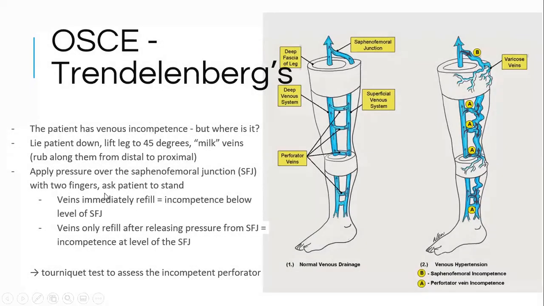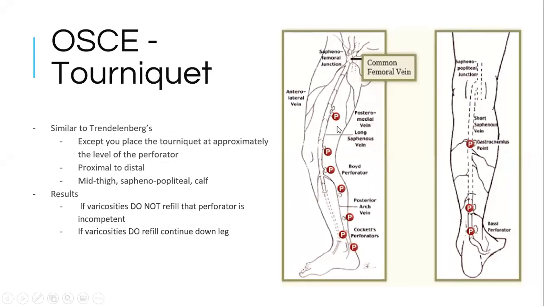You find that the veins are immediately refilling, so the incompetence is below that level. You then do it again, move the tourniquet down, get them to stand up. It refills immediately. You know that the incompetence is below that. So you do it again, you milk the vein, you put a tourniquet on below that level, and you stand them up. And you keep doing that until the vein doesn't refill and you've found the level of the incompetent vein.